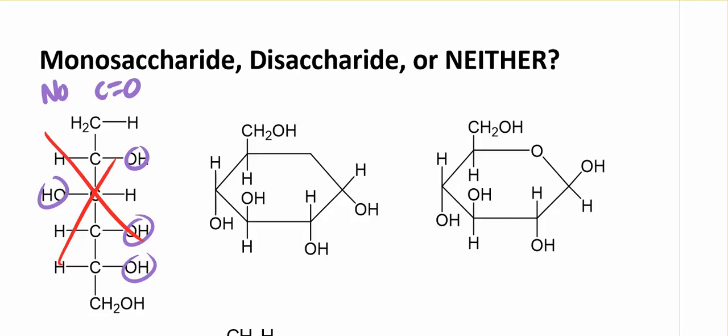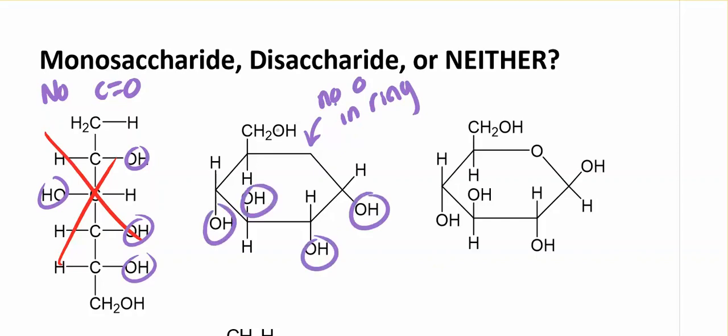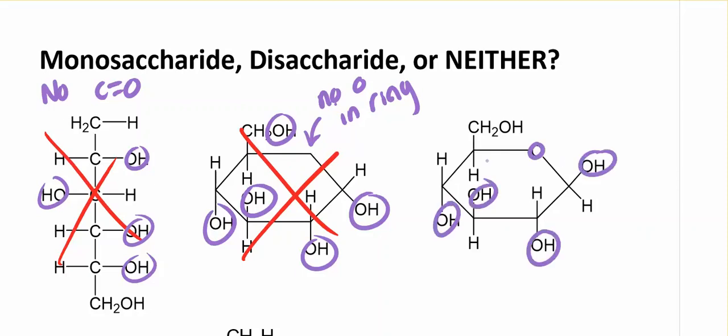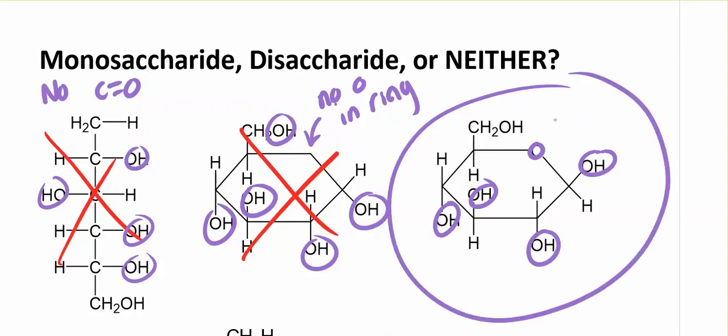In the cyclic form, you have to have an oxygen in the ring, and this one does not have that. It does have many OH groups, so that looks like a monosaccharide, but there's no oxygen in the ring, so this is not a monosaccharide. This last one has the oxygen in the ring, and it has many OH groups, so this one is a monosaccharide.